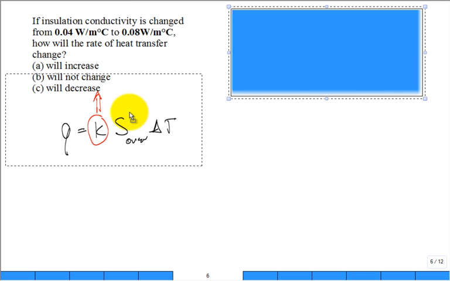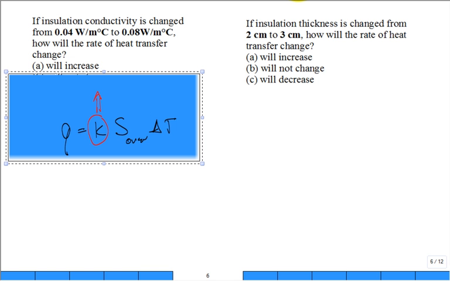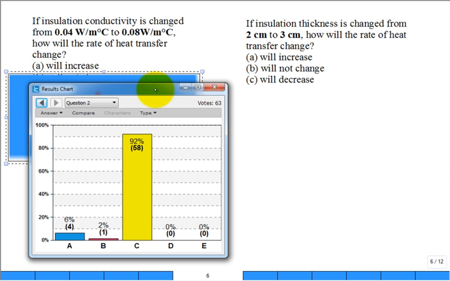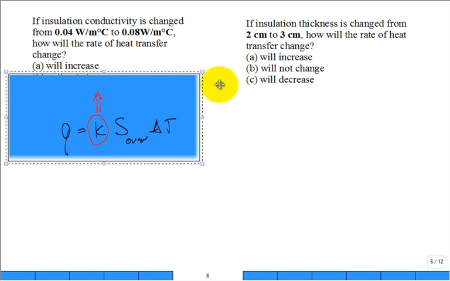Ready to go? If the insulation thickness is changed from 2 centimeters, now it's increased to 3 centimeters, how will the rate of heat transfer change? Will it increase, not change, or will it decrease? Everybody in? All right, let's stop it. Ed, I think we may be close to 100% correct, but somebody slips always. More insulation, lower the Q. All right, let's not lose sight of those easy things.